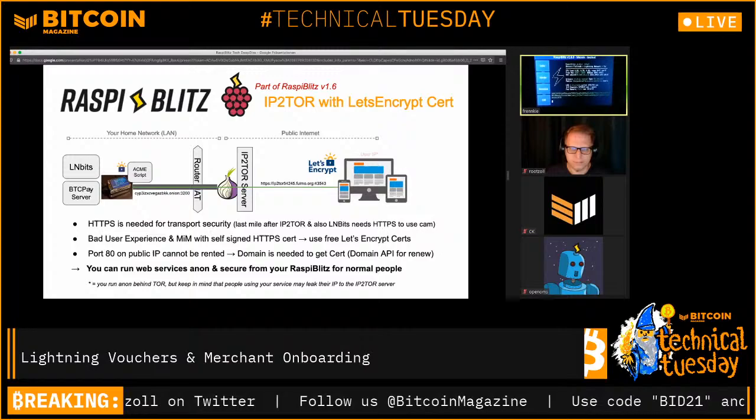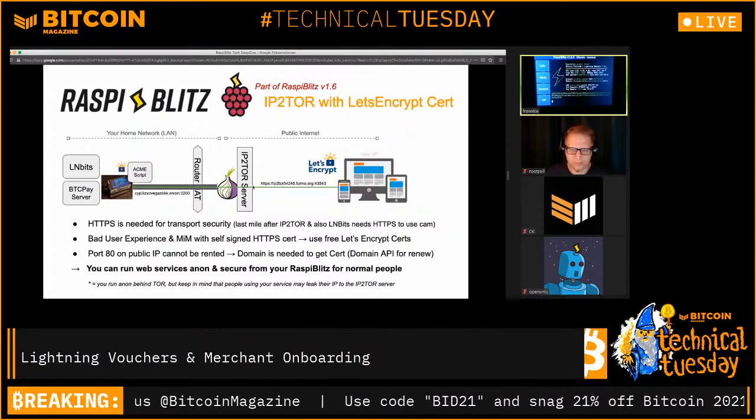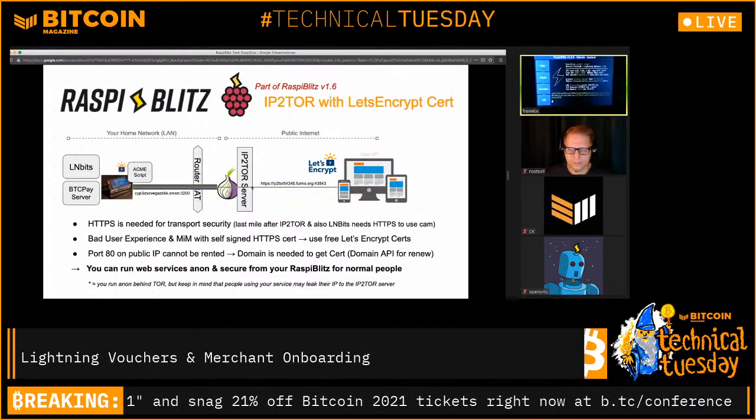Some important things to keep in mind is, of course, encryption is mandatory. Because the first part, between the browser or the mobile phone and the IP2Tor server, goes over the normal internet. That's one reason why we require HTTPS and also why the Let's Encrypt certificate is essential.